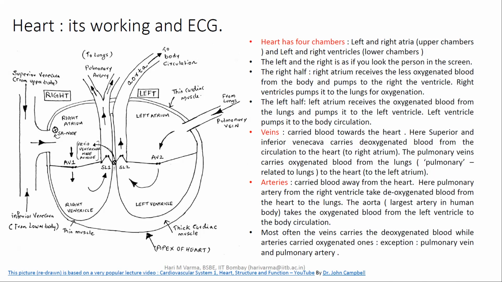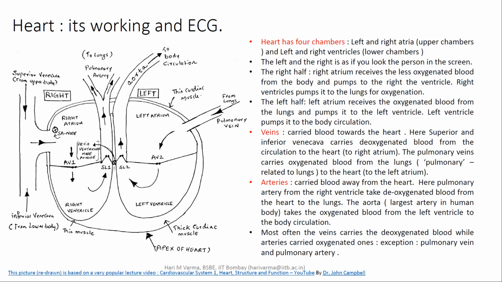But then there are certain arrangements by which this is being done. Now, the idea is that there is a receiving unit and there is a pumping unit, right? In both the left and the right heart, there is a receiving unit and a pumping unit. So what does the receiving unit do? The receiving unit is basically the left atrium on the left side, and the right atrium on the right side. In the left atrium, the blood from the lungs is received.